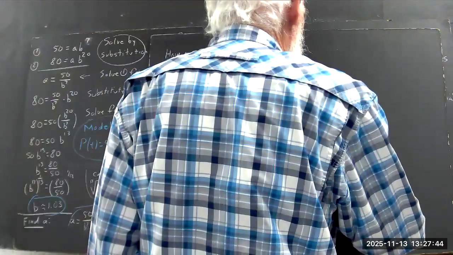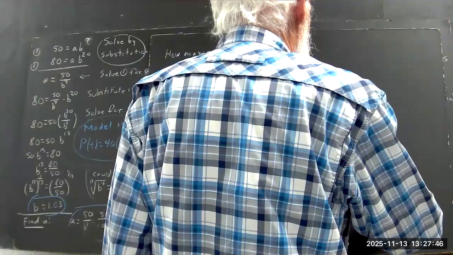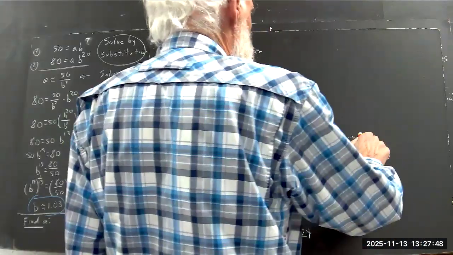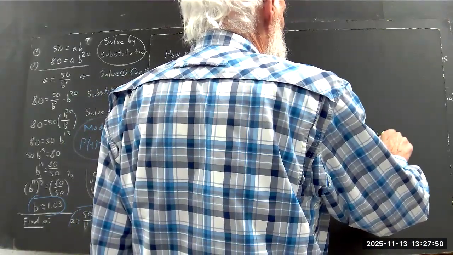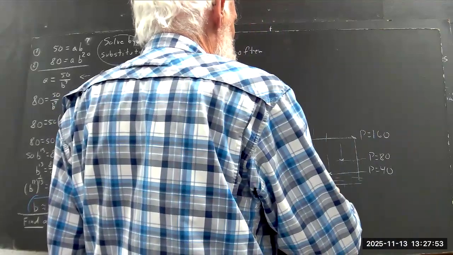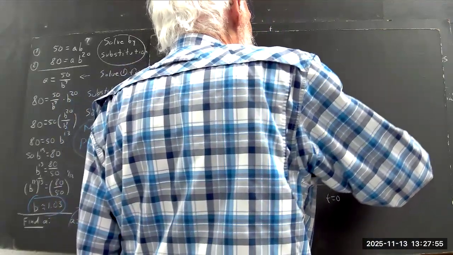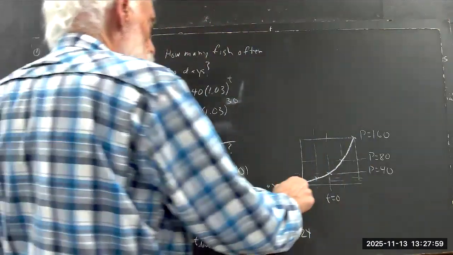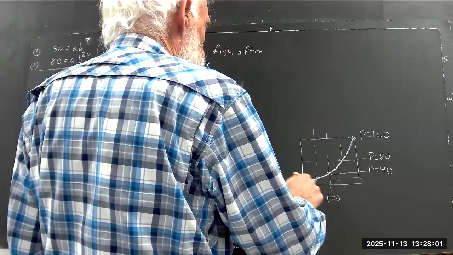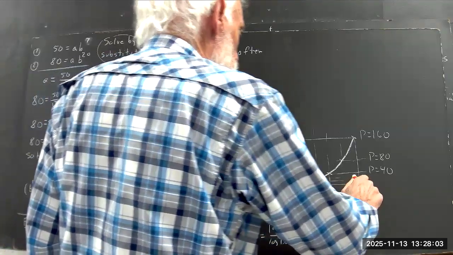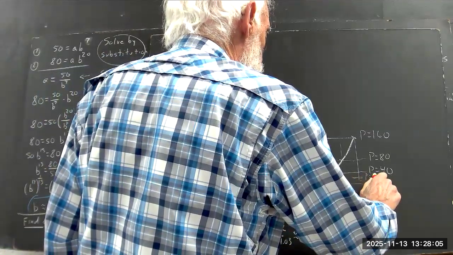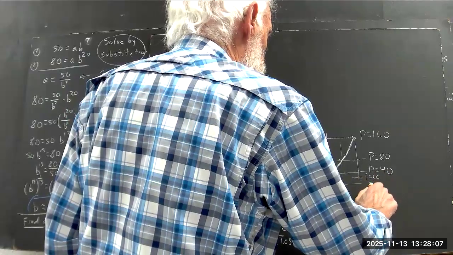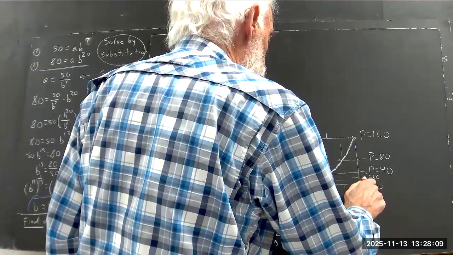Then here, p equals 80, and here, p equals 160. So here's your curve. And over here, on this line, p equals 20. And this line down here, p equals 10, the lowest line.